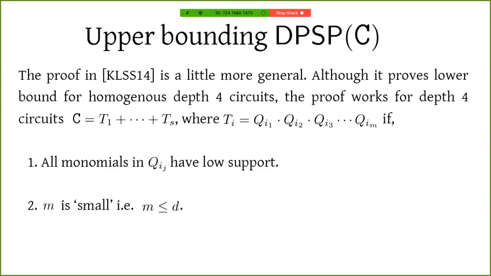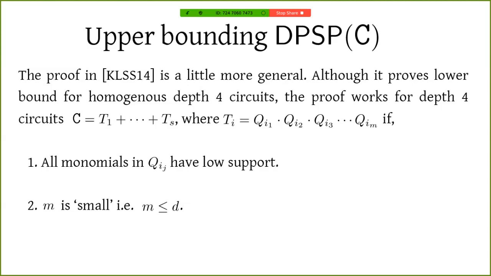For now, let me focus our attention on upper bounding the DPSP measure for an arbitrary depth 4 circuit C. We start off by observing that the proof in the work of Kayal, Limaye, Saha, and Srinivasan is a little more general in the sense that although it proves a lower bound for homogeneous depth 4 circuits, the proof also works for depth 4 circuits C is equal to T1 plus T2 plus T3 up to Ts, where Ti is a product of sparse polynomials Qi1, Qi2 up to Qim, if all monomials in Qij have low support and m is small, that is m is less than or equal to square root d.